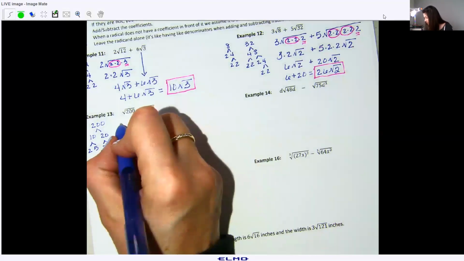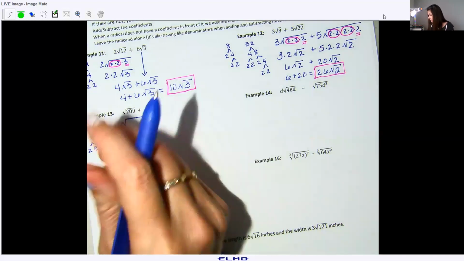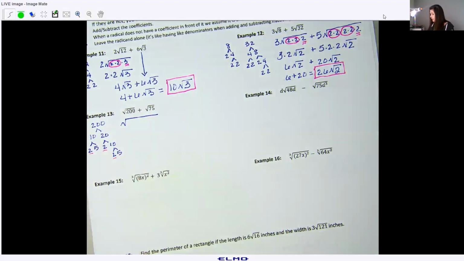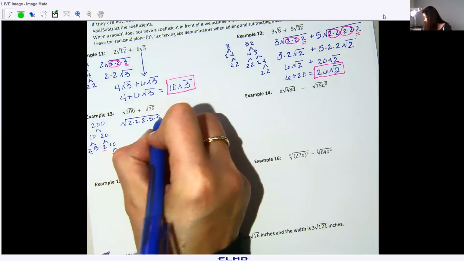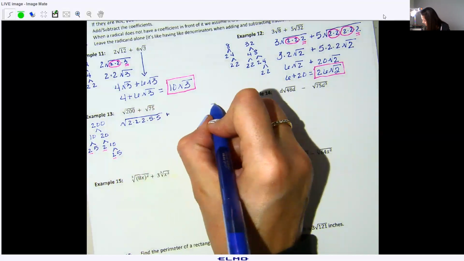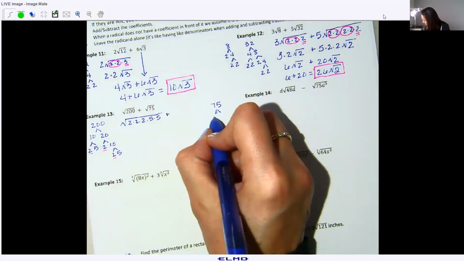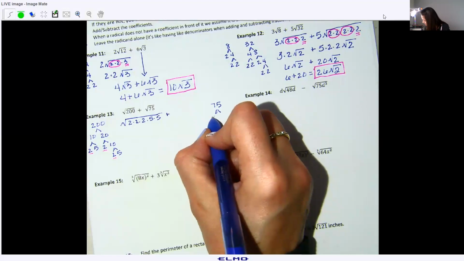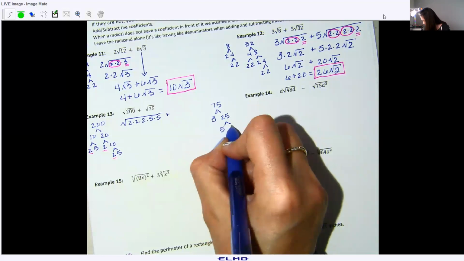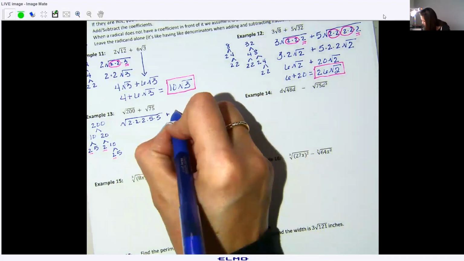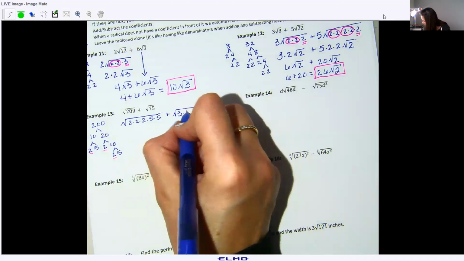So the square root of 200, we end up with 3 2's and 2 5's, plus whatever 75 factors out to. So I'm going to factor out 75 over here. Okay, so we end up with 3 times 5 times 5.